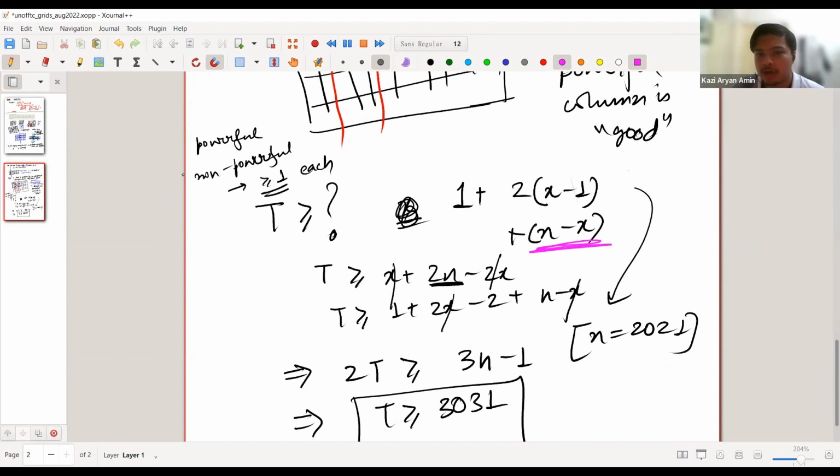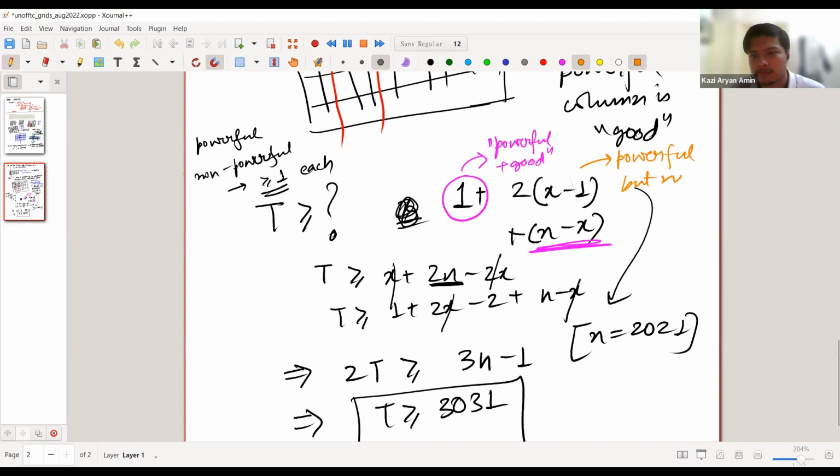Among the powerful columns, this is the one we discussed: the powerful plus good column. And these are the powerful but not good columns. So does this make sense? Now does the bound make sense? The powerful and good column, there is at most one of them. So that gives you one. There are x total powerful columns, so that gives you 2 times x minus 1. And the other ones which are not powerful at all, they'll have at least one stone in all of them. So that is n minus x. And you sum them and it cancels out and you're happy.